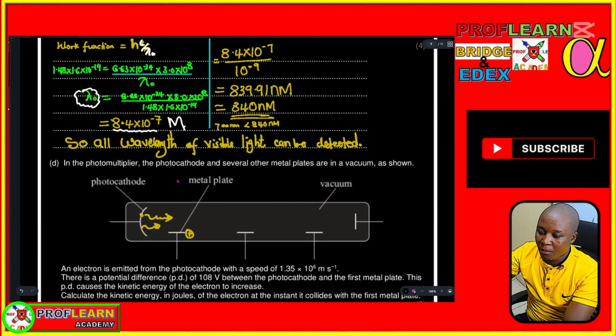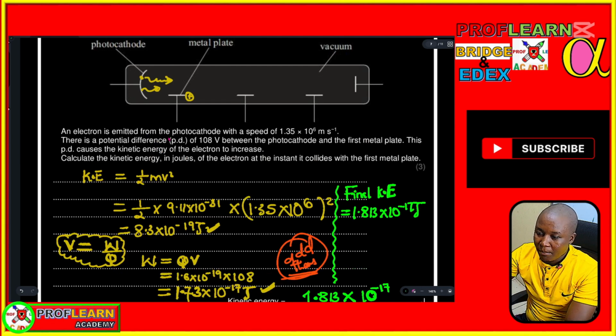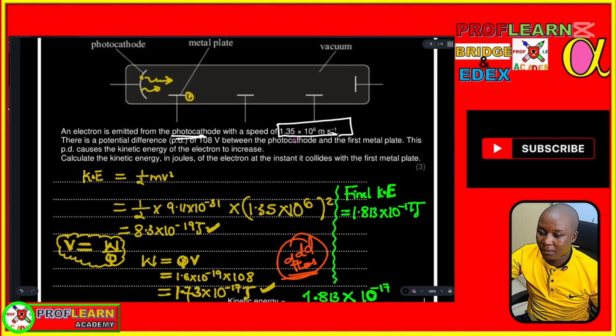In the photomultiplier, the photocathode and several metal plates are in a vacuum as shown there. And we are told that an electron is emitted from the photocathode at a speed of 1.35 times 10 to the power 6 meters per second, and there's a potential difference of 108 volts between the photocathode and the first metal plate. So we are supposed to calculate the kinetic energy of the electron at the first metal plate.